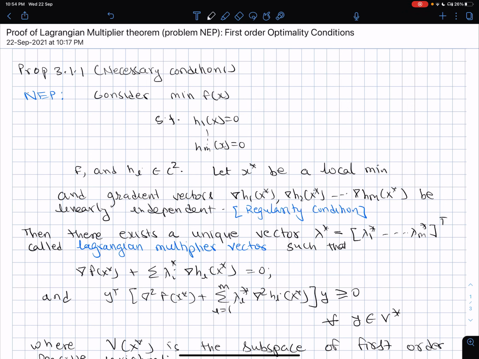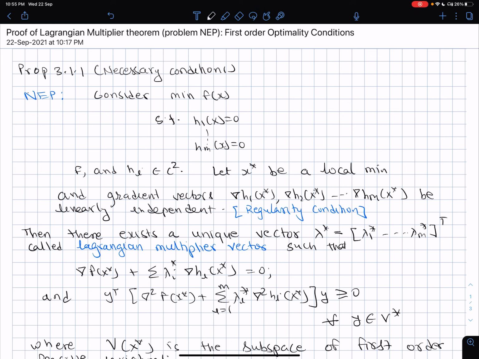Yeah, welcome back. So today I think we will do the proof of the Lagrangian multiplier theorem, the problem NEP, which I had stated earlier and showed you some examples also, and emphasized the need for the regularity condition there. If the regularity condition is not met, then there may be an optimal solution, but this particular set of conditions may not be valid.